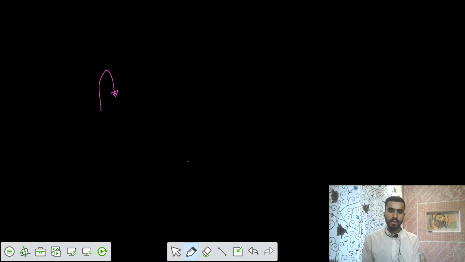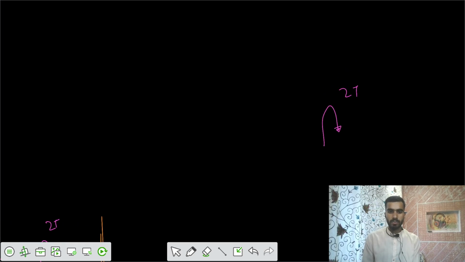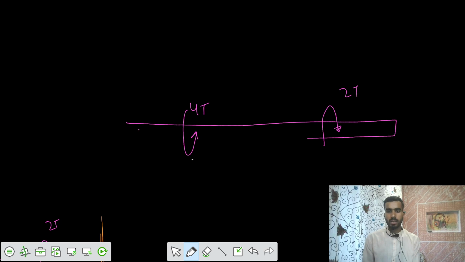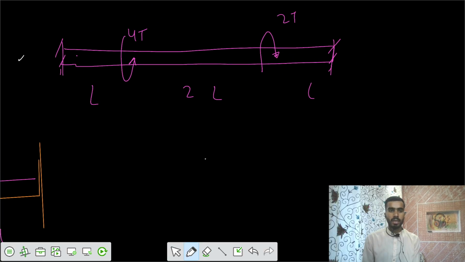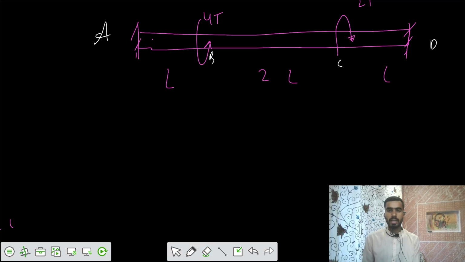Let's say this is clockwise. Okay. Yeah, this is clockwise. Let's say this is 2T. After that, we have anti-clockwise 4T, in this way. Yeah, we have this 4T. So this is your section, L, 2L and L. Let's call them ABCD. So we have the strain compatibility equation also, that theta at the ends equals 0.